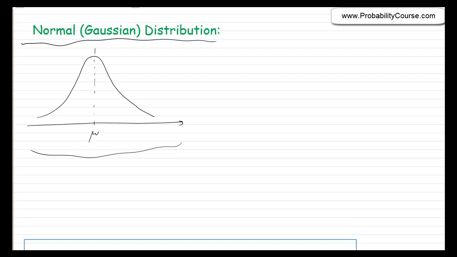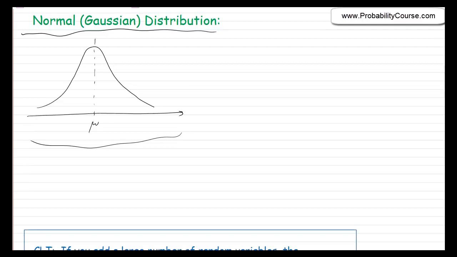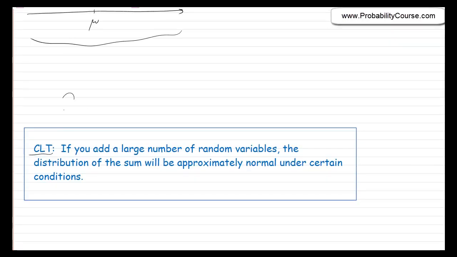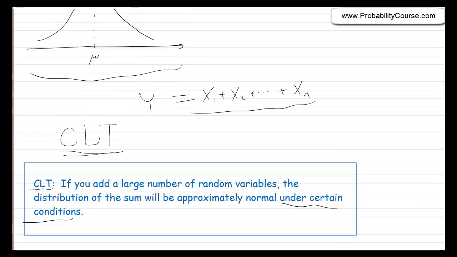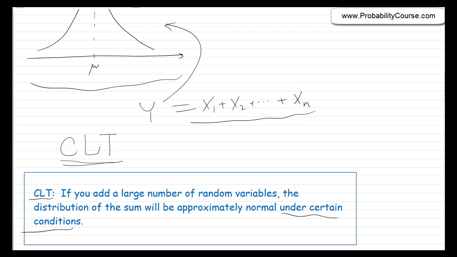One way to answer that question, one way to explain this phenomenon is the central limit theorem, CLT, that we will discuss in much more detail later on. Basically, the CLT roughly states that if you add a large number of random variables, the distribution of the sum will be approximately normal under certain conditions. So if I have a large number of random variables, x1 plus x2 up to xn, and under these certain conditions, I can say that the sum has normal distribution. So the PDF of the sum is going to look like this PDF that we have here.